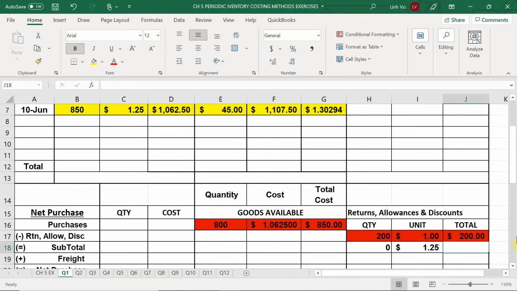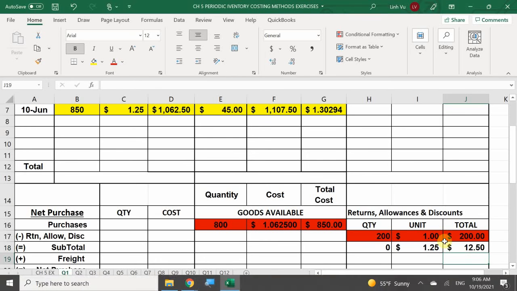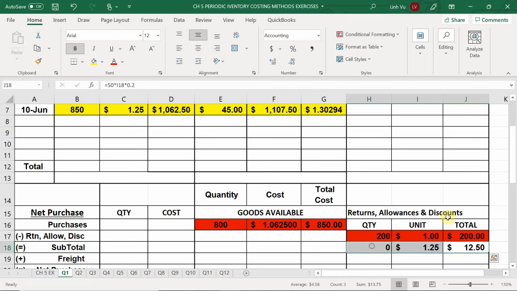Now this is where I need to type in my formula, okay? So I know that I'm returning 50 toys, or I'm attempting to. And it's going to cost me $1.25. But because I get a 20% discount, that's how I figured it out here when I calculated. But in this case, this is my yellow batch of inventory.